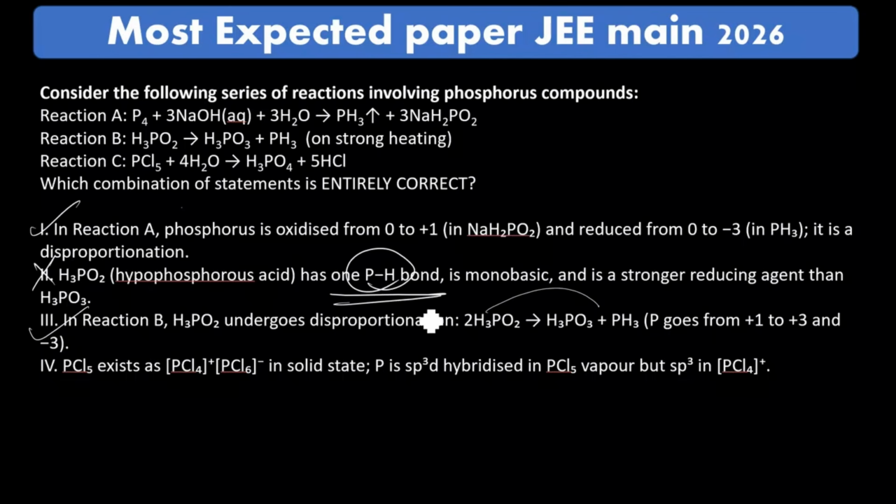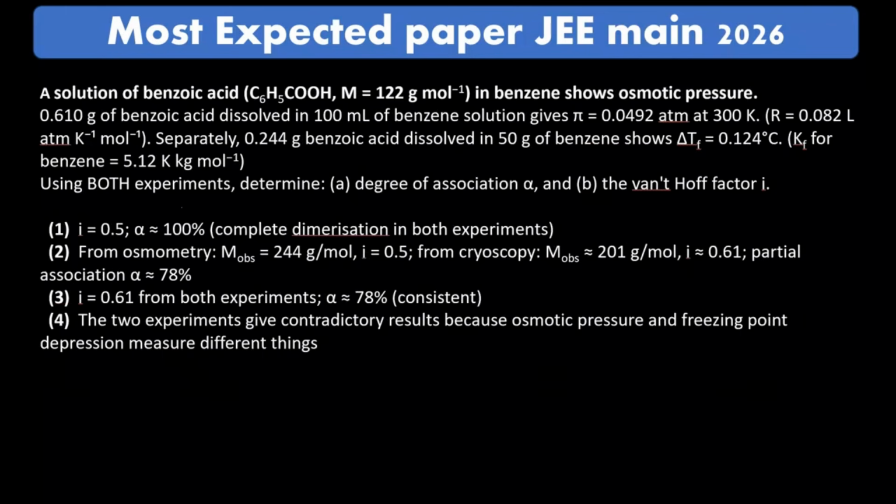And PCl5 exists in this state in solid state, and P is sp3d hybridized in PCl5. That is also a true statement, we know that, right? So you have to do it carefully. That is what they want. Either they will give you a lengthy calculation or the questions will be lengthy to read. That's how they can twist you.